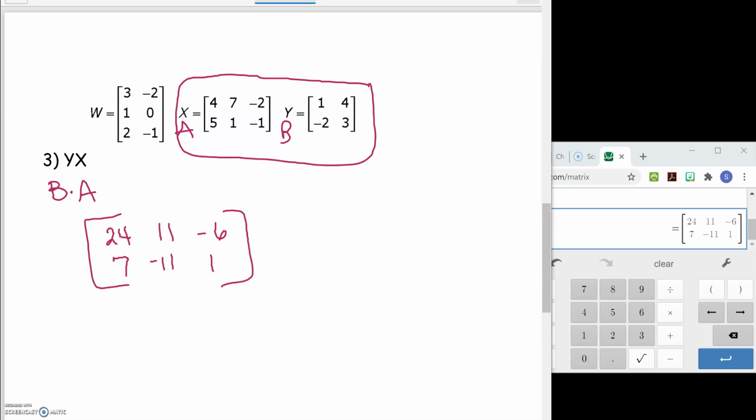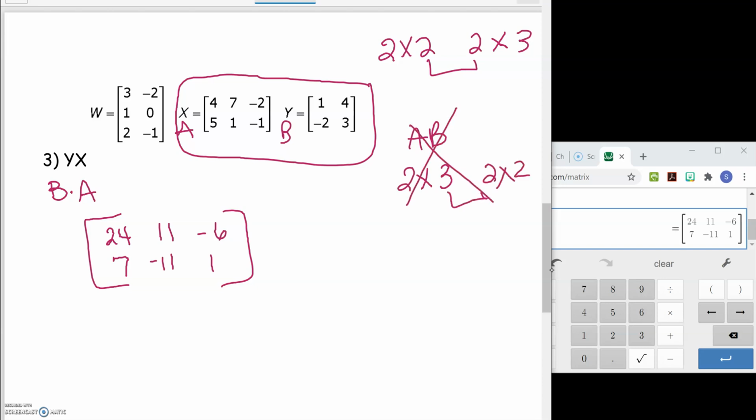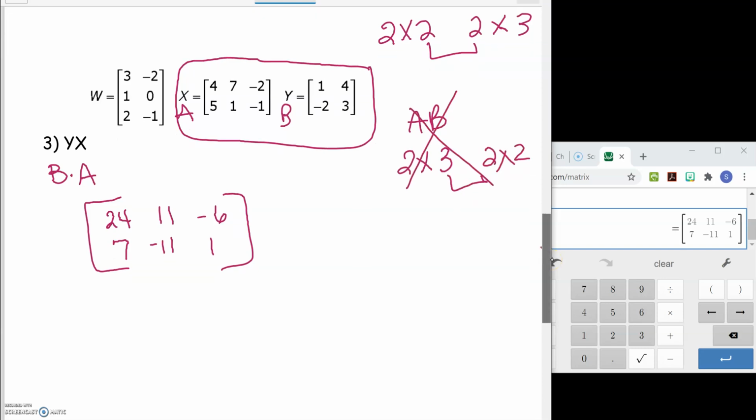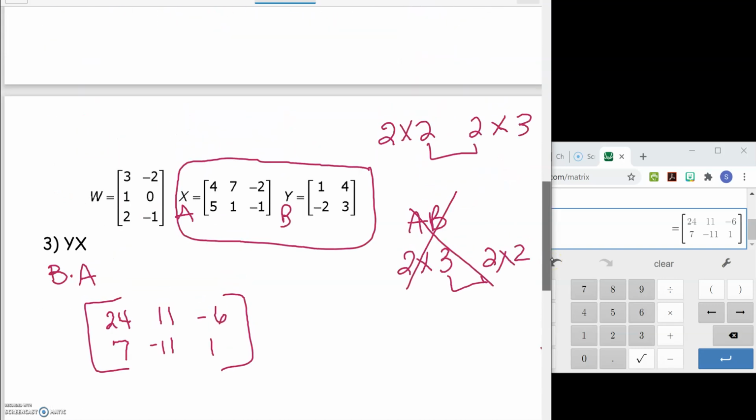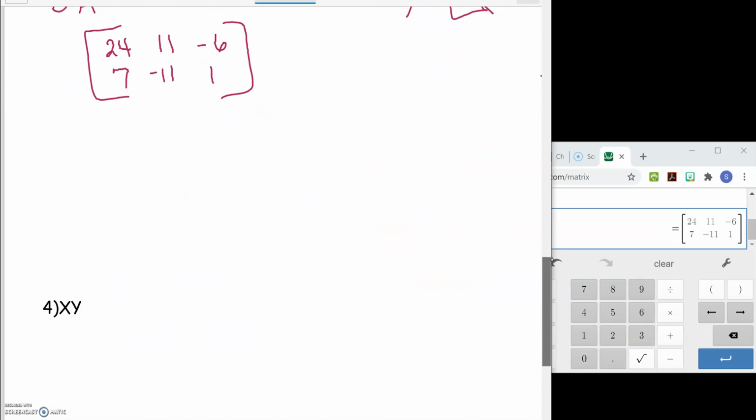All right, double check your answer for that one. Make sure that you did B and then A, because B is a 2 by 2 and then A is a 2 by 3, and we can do that because those middle ones match, right? But if we tried to do A, B, then we'd have a 2 by 3 and a 2 by 2, and these don't match. So we couldn't do an A times B, you'd get an error. So it's always good to double check before you type it in that you can even do it.